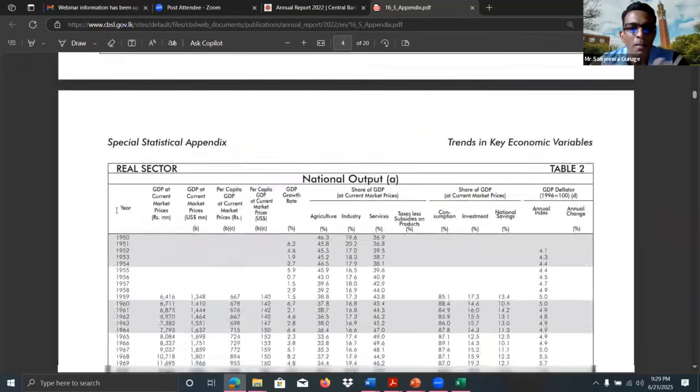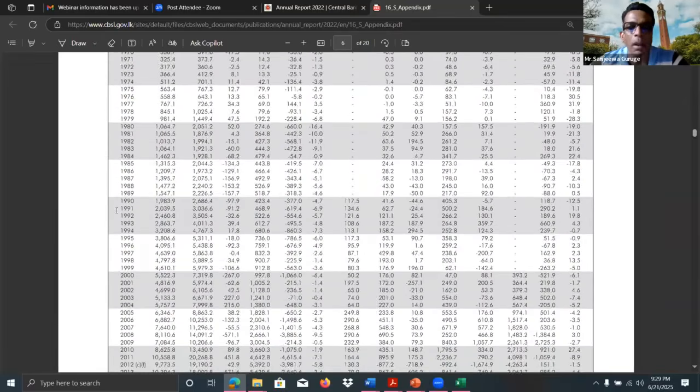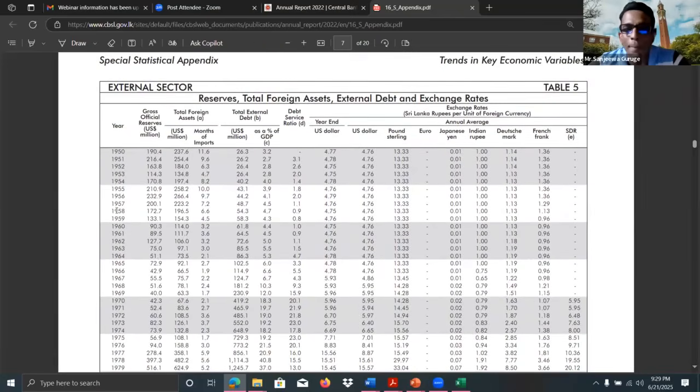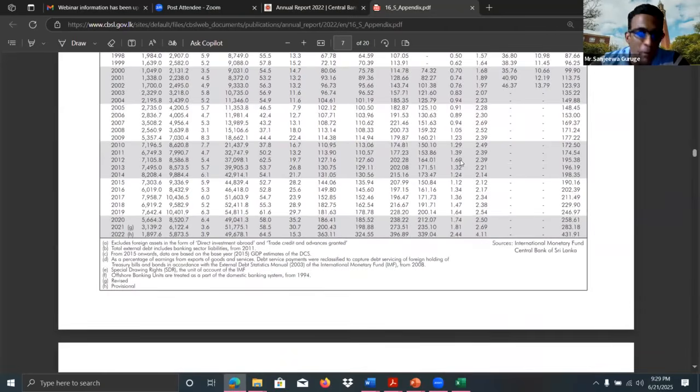A lot of important macroeconomic information is there: population, GDP, national output, prices, balance of payments. And here these are the exchange rates. If you see the yen rate, even in 1980, what is the amount we paid? Only 2 cents to buy 1 yen. We paid only 2 cents, right? And when you calculate the depreciation as a percentage, recently these are the values we have paid. If you calculate as a percentage, that is the highest rate.